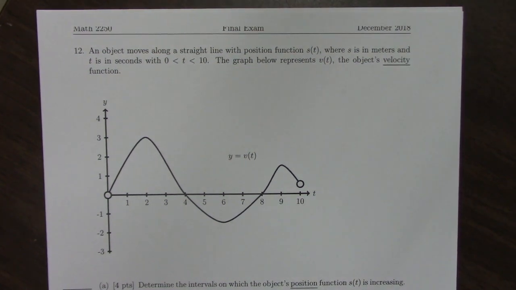An object is moving along a straight line with a position function s of t, where s is in meters, t is in seconds, and t is between 0 and 10 not included. The graph below represents v of t, the object's velocity function.